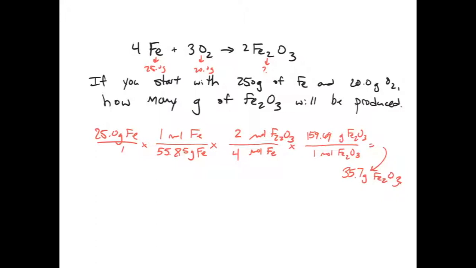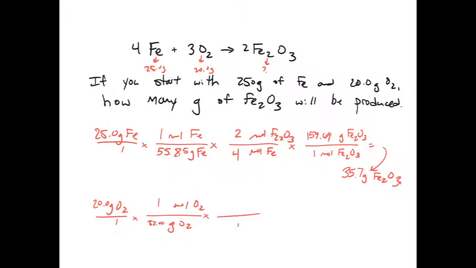Now I'm going to do the same setup, but this time I'm going to start with the 20 grams of O2 over 1 and solve for grams of Fe2O3. So I start with grams of O2 on the bottom, moles of O2 on the top. 1 mole is 15.999 times 2, which gives me 31.998, or 31.99, excuse me, just 32. So that just rounds up to 2 decimals to 32 grams.